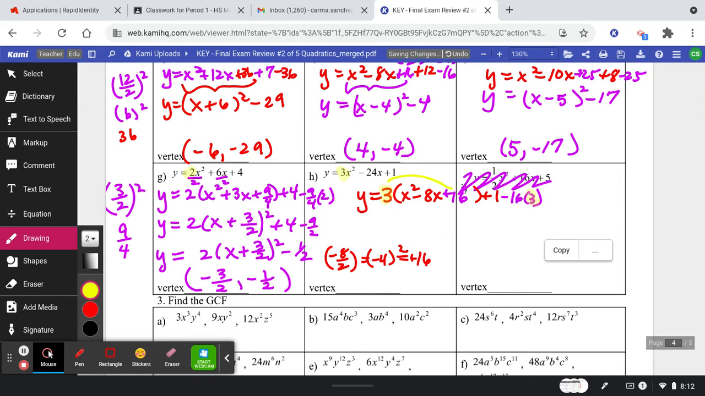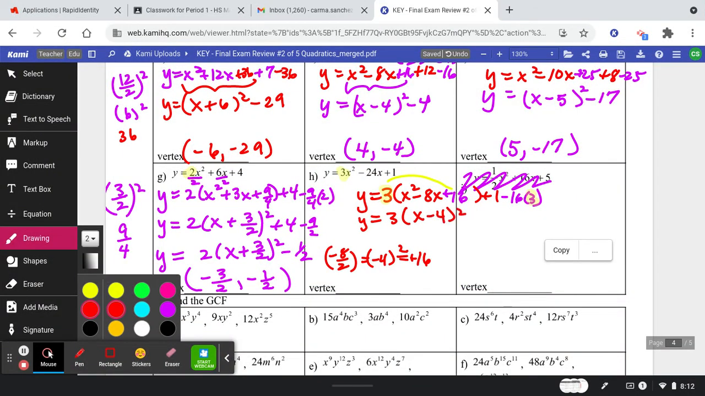Okay, let's break this up into the perfect square trinomial. It becomes the x minus 4 squared perfect, and this is going to be plus 1 minus 48, and that becomes a negative 47. So my vertex is 4 comma negative 47, and then don't worry about doing letter I.